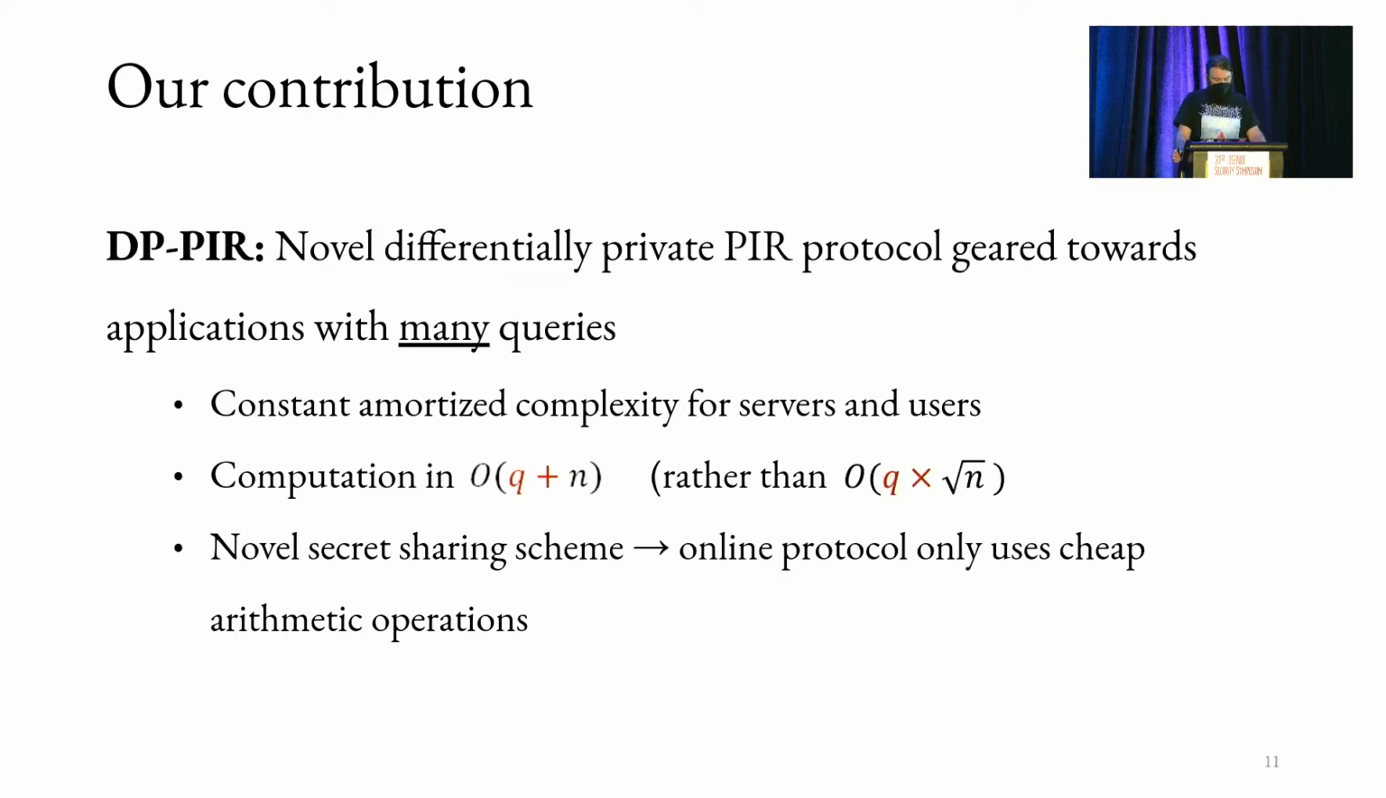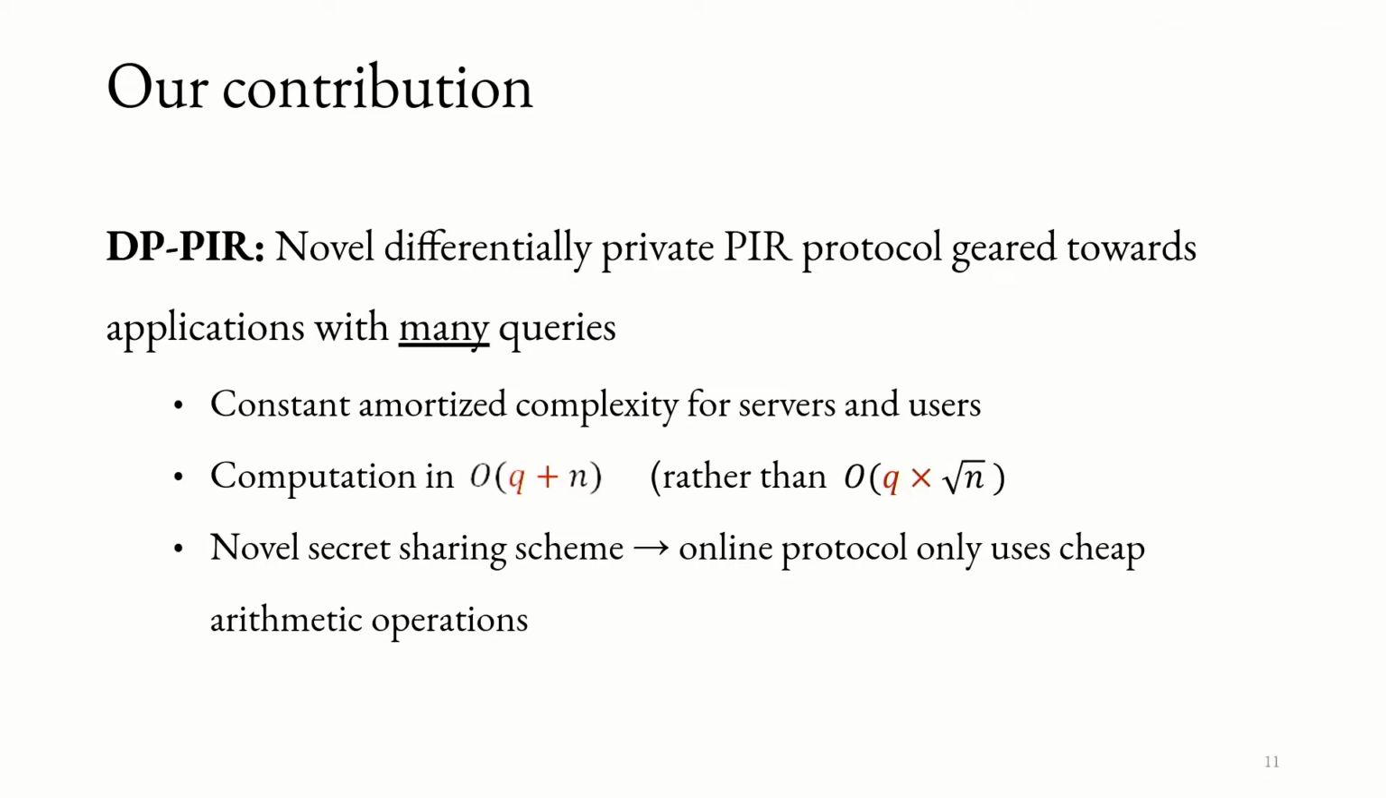In this talk, we present DP-PIR, a new multi-server PIR protocol for applications with many queries. DP-PIR batches and amortizes the costs of queries made by different users down to a constant. Our protocol processes a batch of Q queries in O(Q plus n), and it relies on a new secret sharing scheme in order to move all public key operations offline and use only cheap arithmetic operations online. I'll briefly discuss the sharing scheme later.